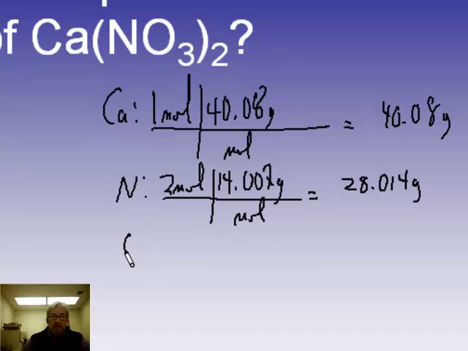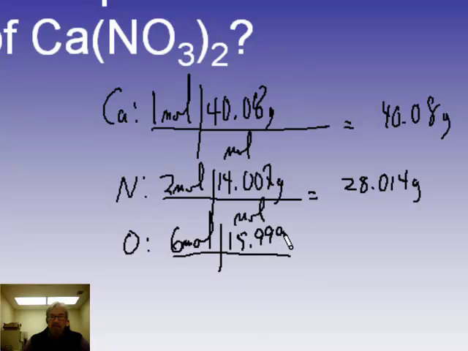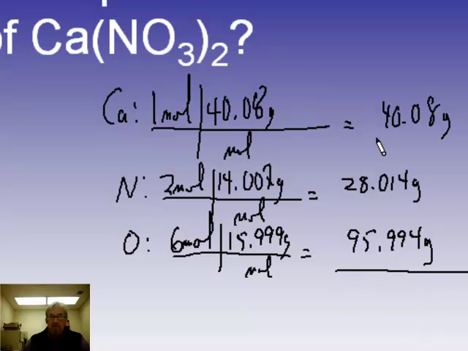Oxygen. Well, there's a subscript of 3 inside the parentheses, so that means 3 O's for every nitrate. But there are 2 nitrates in this compound, so that gives me 6 moles of oxygen for every mole of calcium nitrate. Oxygen's molar mass is 15.999 grams per mole. When I multiply those together, I get 95.994 grams. So the mass of 1 mole of calcium nitrate is the sum of the calcium, the nitrogen, and the oxygen. When I add that all up, I get 164.09 grams per mole.